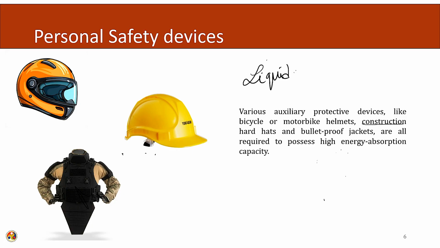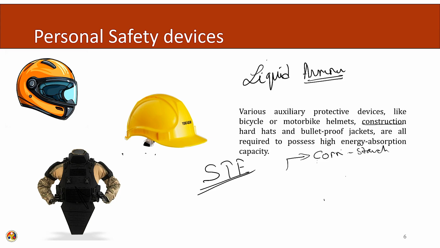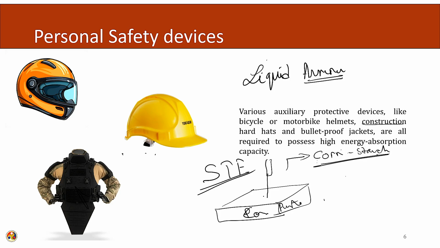So, in liquid armor what happens? In liquid armor there is something called a shear thickening fluid. Let us say we are taking cornstarch, a commonly available material. If we make a paste of cornstarch, and if we try to put a needle very slowly, what will happen is that the needle will go through this cornstarch.